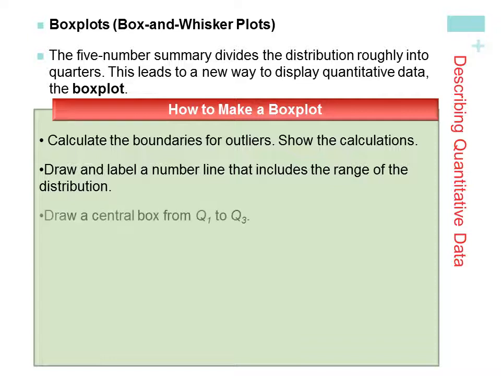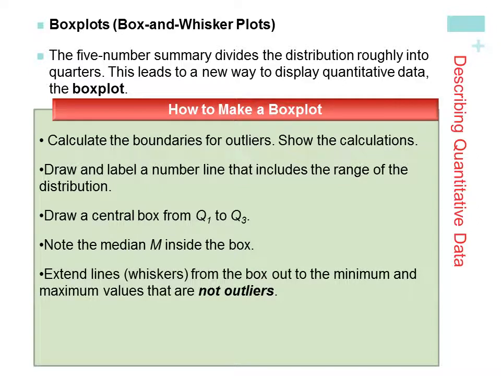You draw a box from Q1 to Q3, so that's, remember, the middle 50% of your distribution. You make a line where the median is inside the box, so you know that 50% of your data is above the median, 50% is below the median. And then you extend lines or whiskers from the box out to the minimum and maximum values that are not outliers.